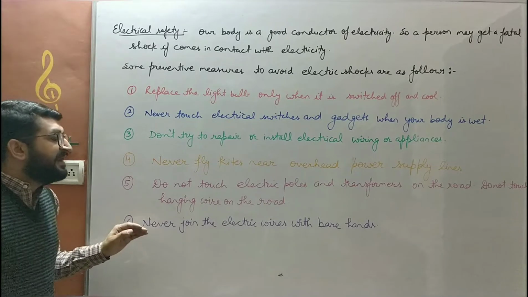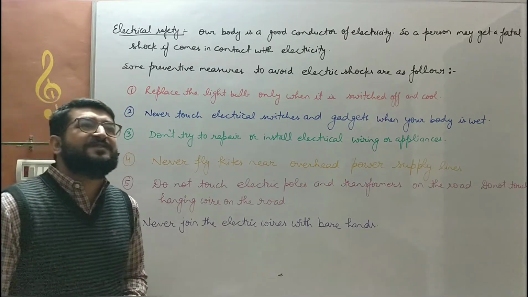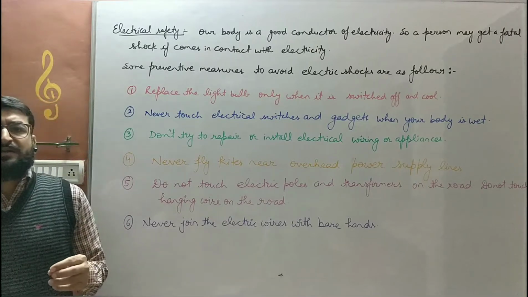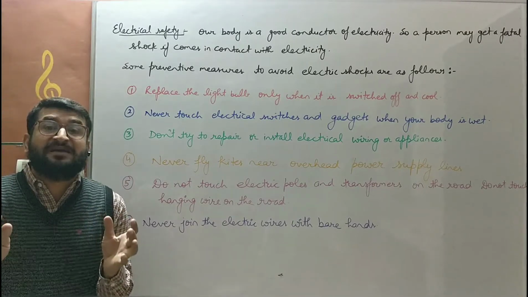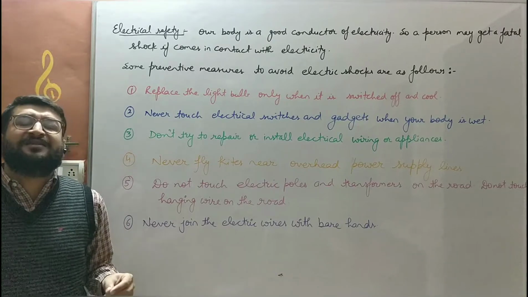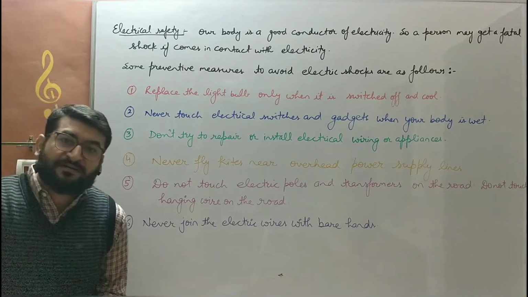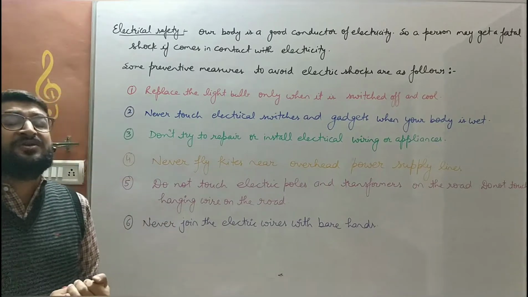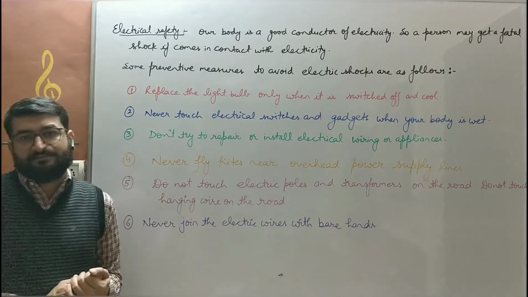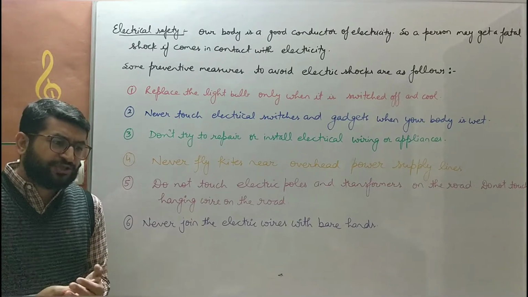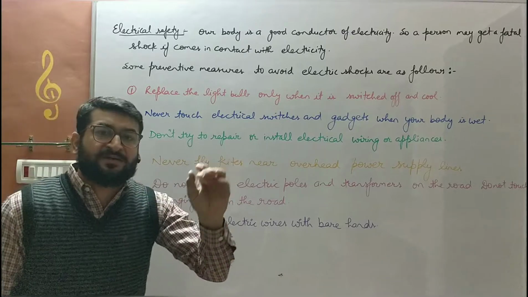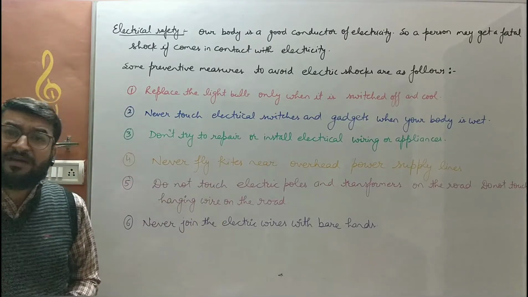Next, never join the electric wires with bare hands. You must use a plier. इसे हिंदी में हम प्लास बोलते हैं बच्चे, plier. It's a plier which has a rubber handle, and rubber is an insulator. Why? Because rubber does not conduct electricity, bache. Rubber does not allow the electric current to pass through it. There may be a question on this, that why are electric wires coated with rubber or plastic? Because rubber and plastic both are insulators.